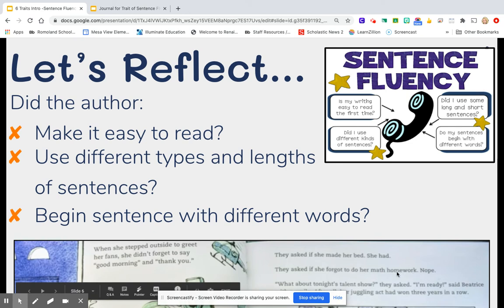And then look at this. We have a question over here and an exclamation over here. So she used a different variety of different types of sentences as well, or the authors did. And then finally, do the beginning of the sentences have different words? And they do.